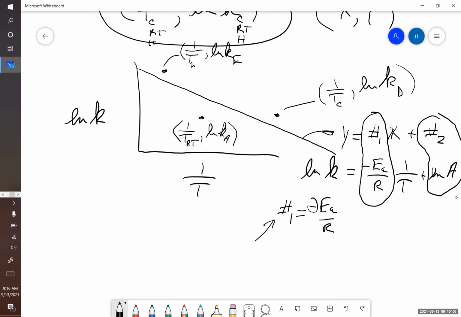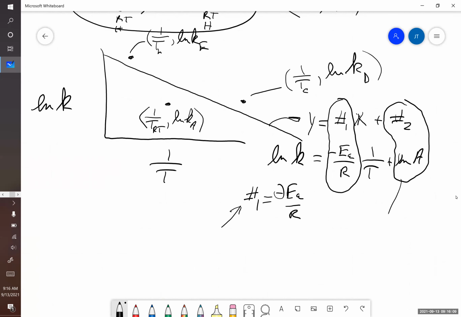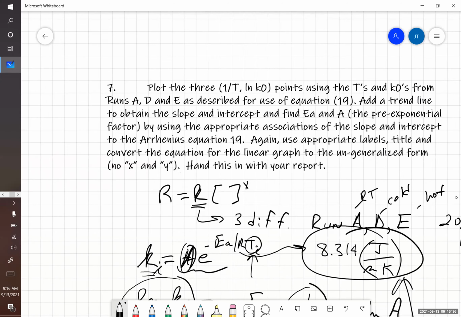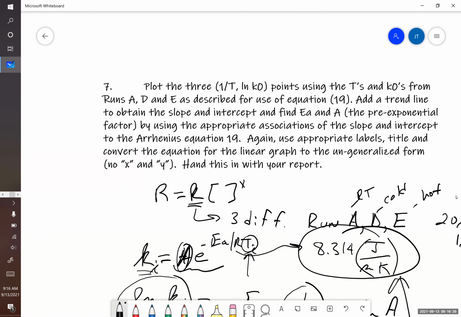All right, and now for A, the pre-exponential factor, then ln A is going to equal that number 2 that Excel gives you. And so you can take the inverse log of each side. And then so A would equal e to the whatever that number 2 that Excel gave you in the plot. And then you can address all of the things that you need to for this.